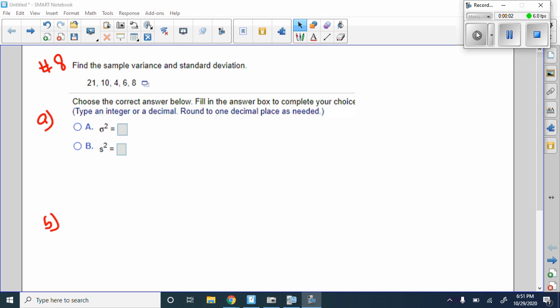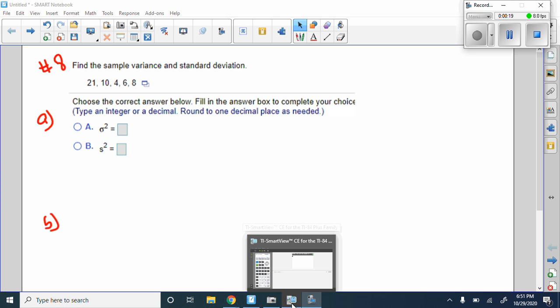Chapter 3, number 8 in the homework. It says find the sample variance and the standard deviation. Well, the first thing we do is we take these 5 data points and we put them in our calculator in the list, and then we're going to run a one variable statistic analysis on it.